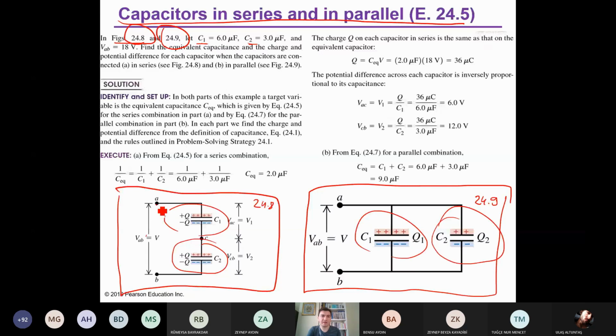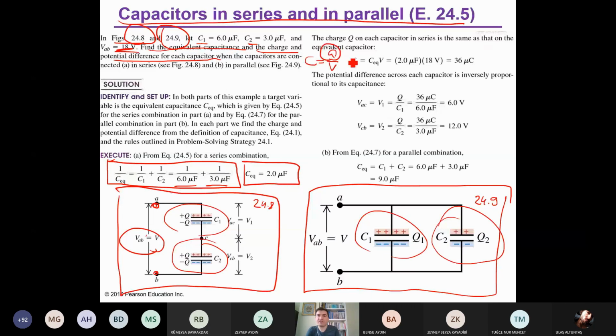Find the equivalent capacitance and the charge and the potential difference for each capacitor when the capacitors are connected in series and in parallel. In the case of the series combination, the equivalent capacitance is given by this one. I know C1 and C2, so I can calculate the equivalent capacitance as 2 microfarad. We know that C is given by Q over V. Then if you solve for Q from this expression, you can get the charge on each capacitor in series. It is 36 microcoulomb. And what about the potential difference V1 and potential difference V2 for each capacitor?